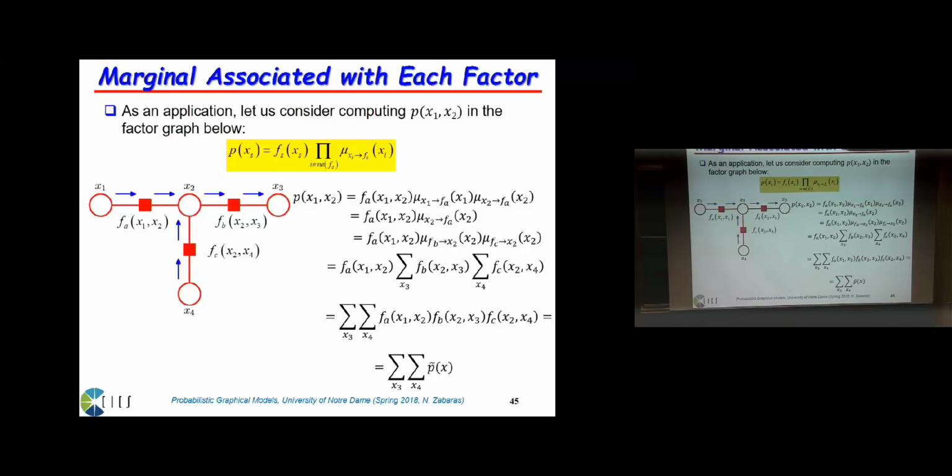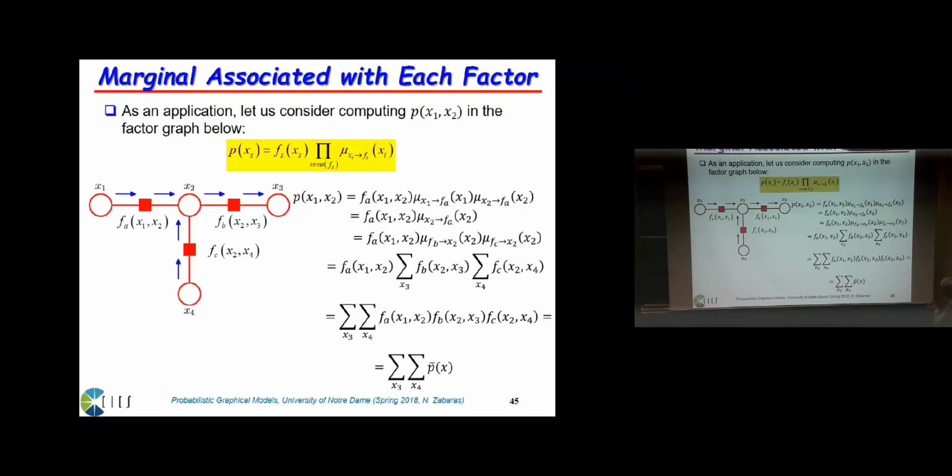The message from x1 to fa is similar to what we did in the examples before. How much is this message? 1, right? That's a boundary condition. And the message coming from x2 to fa, this gets interesting now. From x2 to fa would be the message coming from this factor to this node, and from this factor to that node. So it would be the message from fb to x2, and the message from fc to x2.